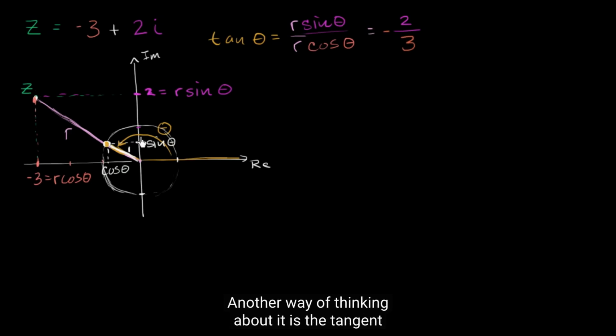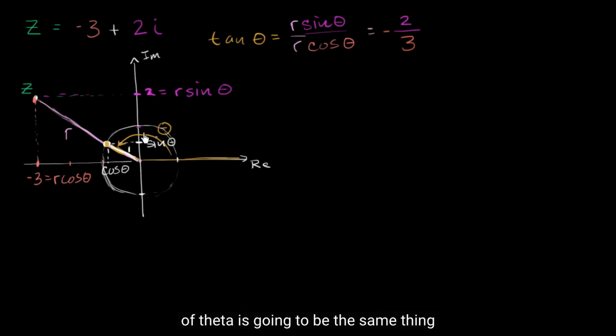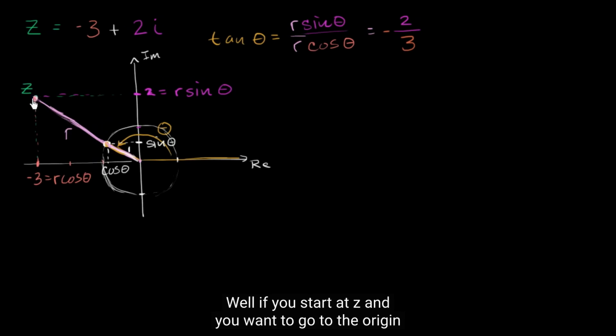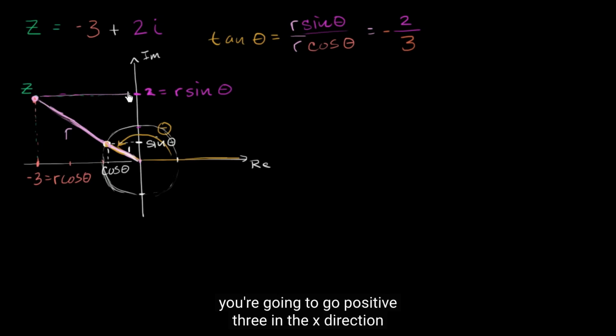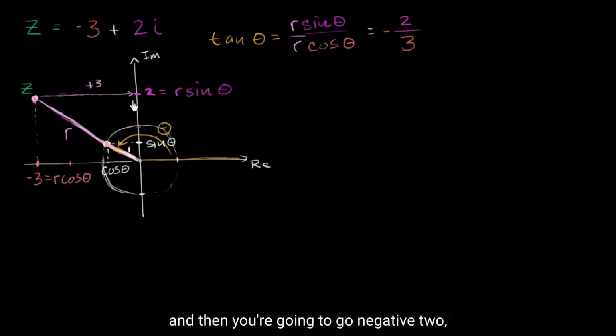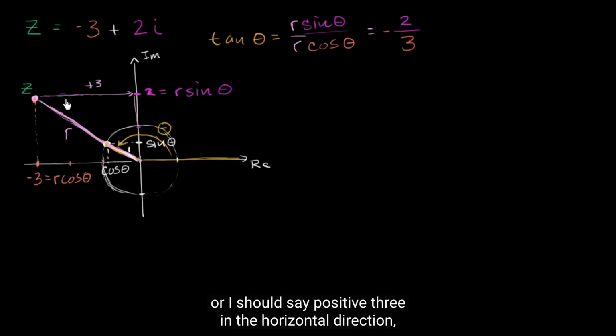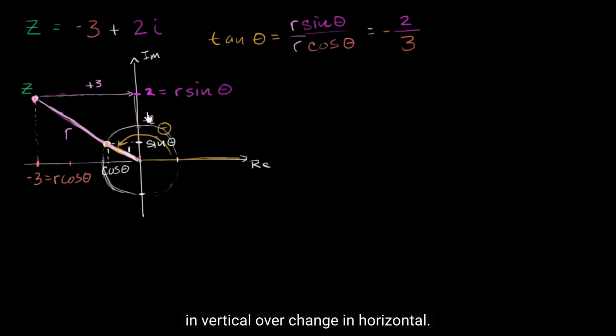Another way of thinking about it is that the tangent of theta is going to be the same thing as the slope of this line right over here. And what's the slope of that line? Well, if you start at the point and you want to go to the origin, you're going to go positive 3 in the horizontal direction, and then you go negative 2 in the vertical direction. So the slope is your change in vertical over change in horizontal. It's negative 2 over 3.